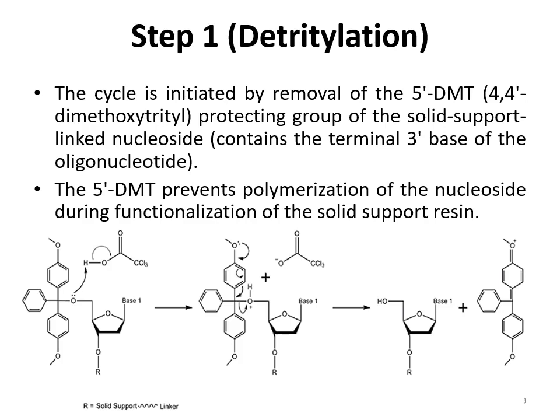Let's start with the reaction. The DMT group is removed by TCA. What is TCA? Trichloroacetic acid, which is present in a solvent called dichloromethane. You can see how the reaction is going on here, and the product includes a free 5' OH nucleoside and a carbocation of DMT. Here in the reaction, the resonance structure of the carbocation is not shown, and that's all.